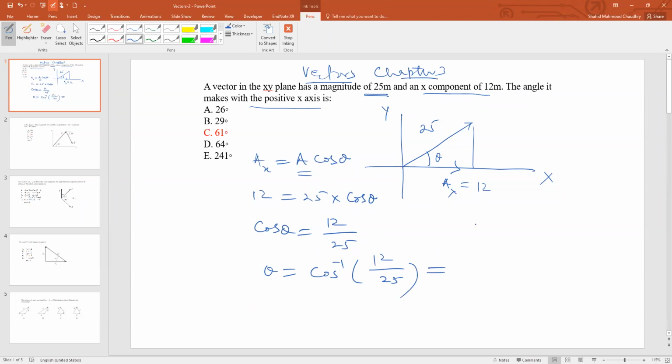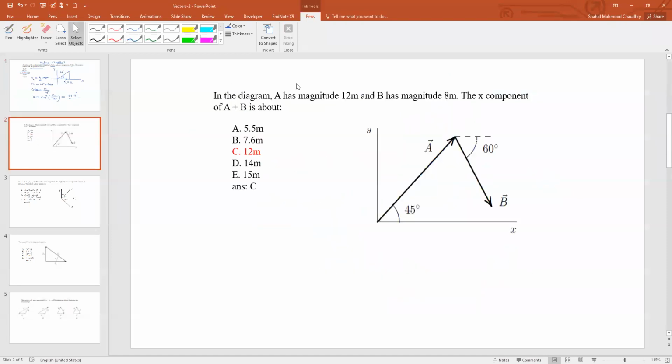So you can solve this one with the help of the calculator. You will see the answer will be 61 point around 3 degree. So our answer will be 61 degree. Okay. After this, the question is, in the diagram, A has a magnitude 12 meter.